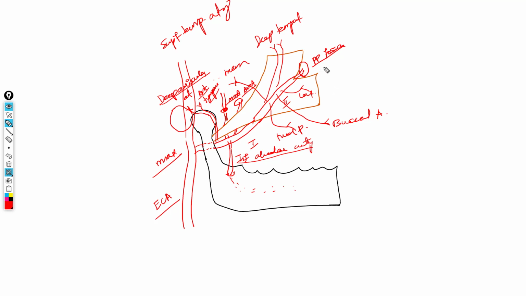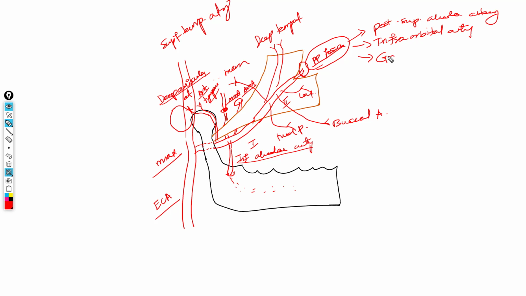And what are the branches from the third part within the pterygopalatine fossa? So all these branches from the third part of maxillary artery will be passing through some foramen. The branches are, one is the posterior superior alveolar artery. So that supplies the upper jaw. Then another artery passes through the infraorbital groove. That artery is the infraorbital artery. Then another artery passes through a foramen called as a greater palatine foramen.